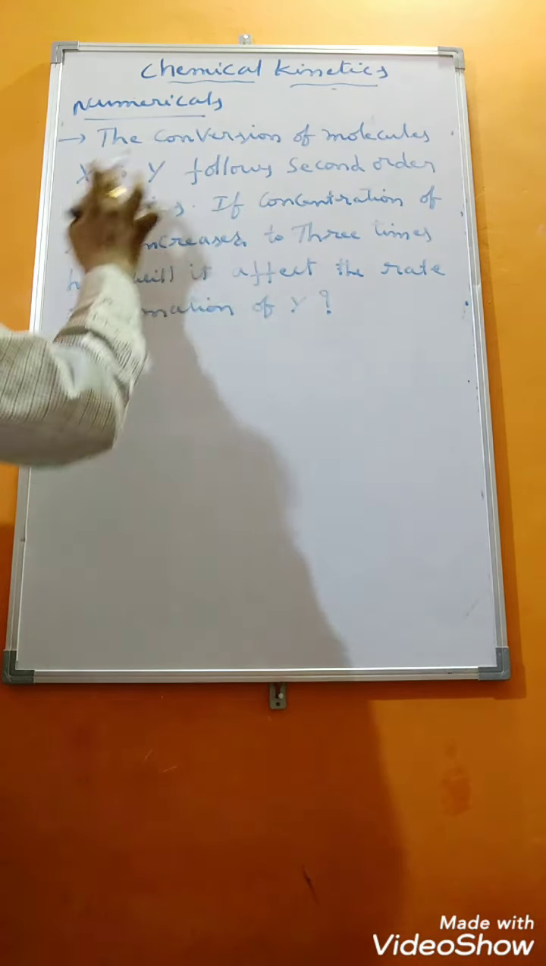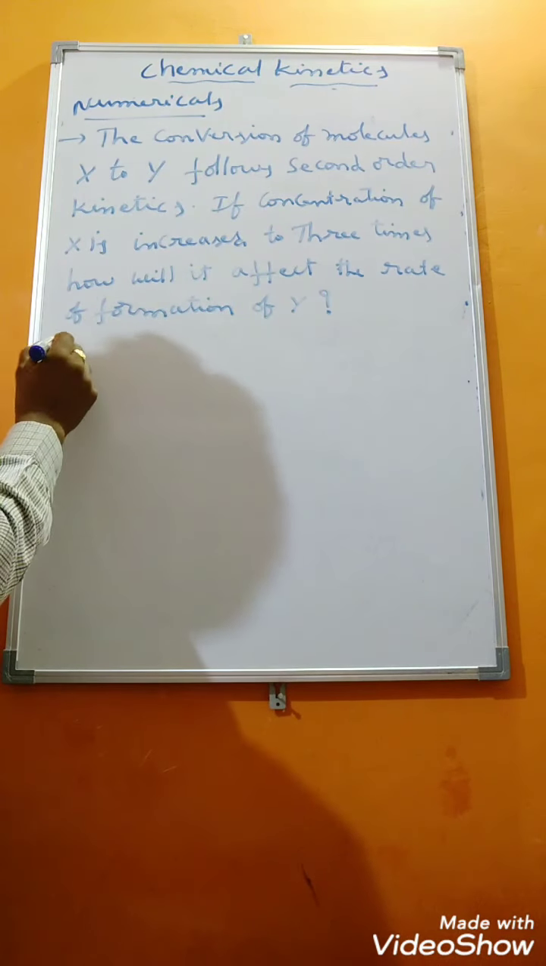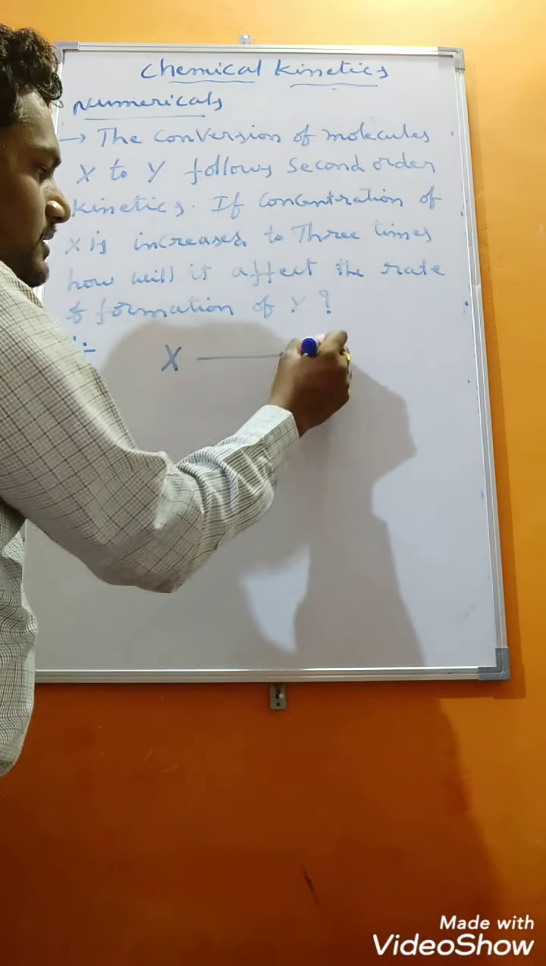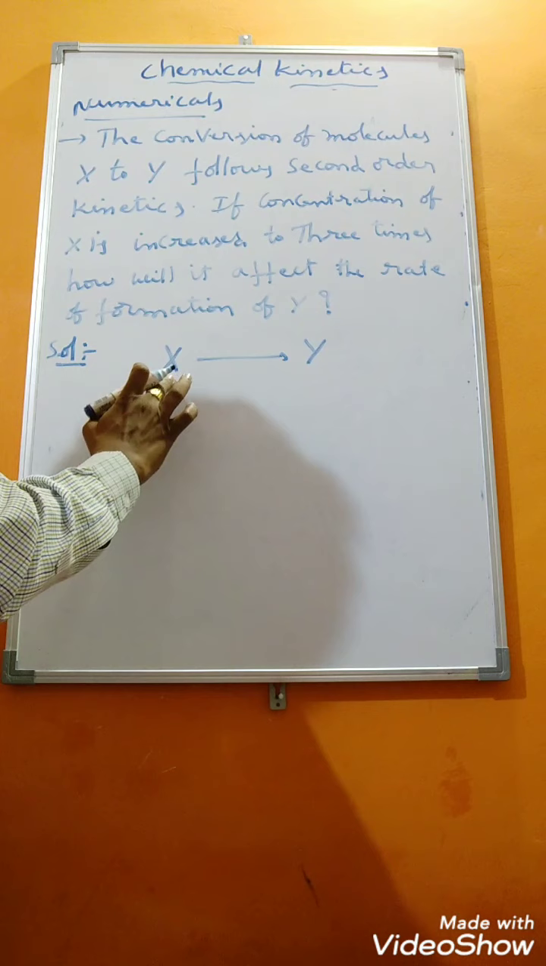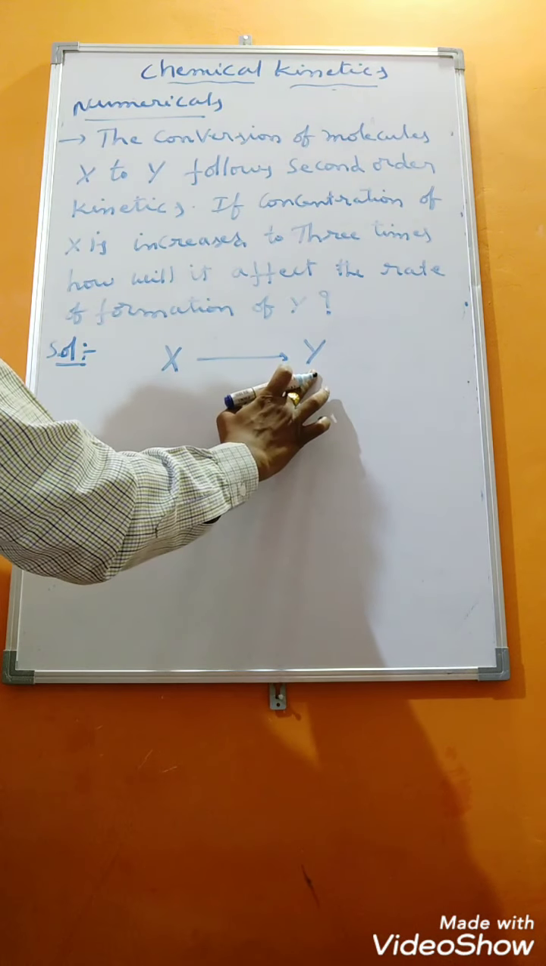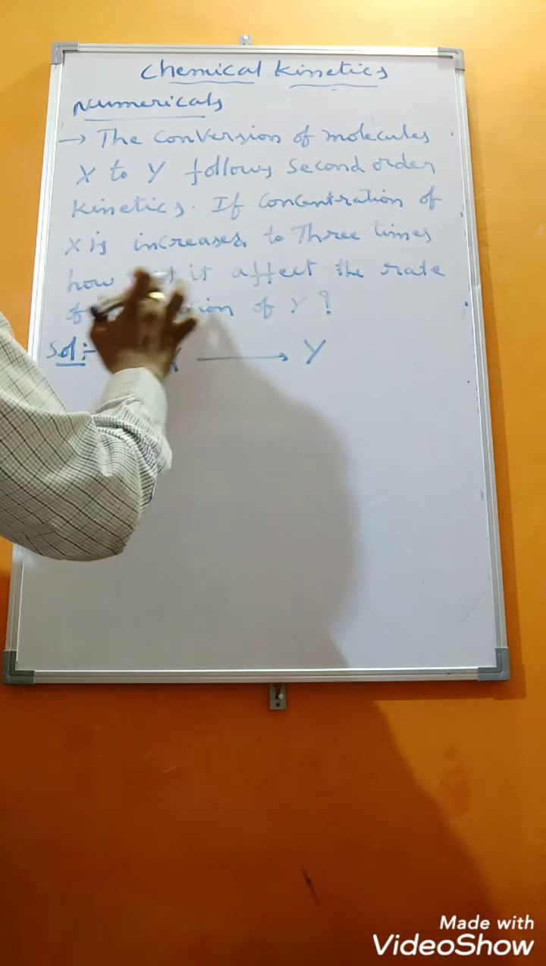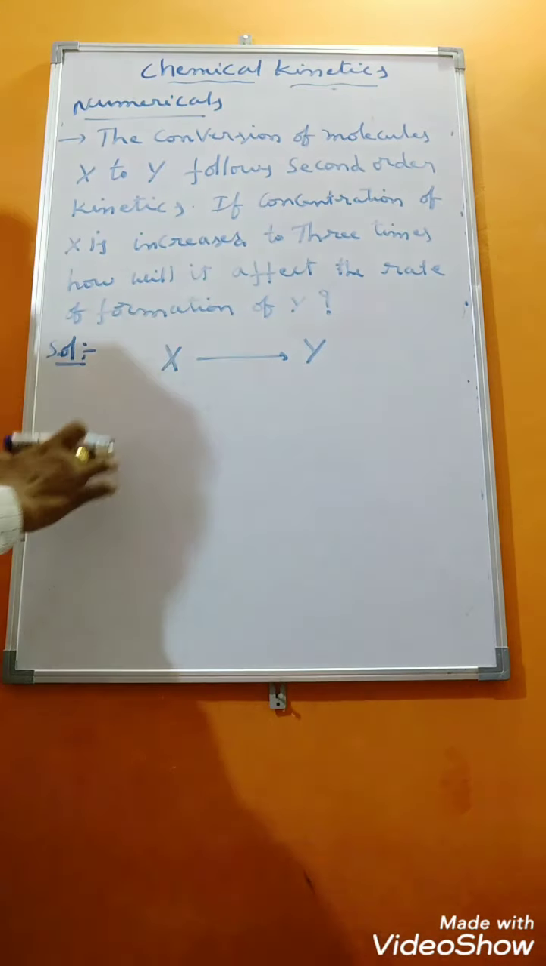What is the reaction, students? Conversion of molecules. See the solution. X gives rise to Y. This is the given equation. What is the reactant? X. What is the product? Y. So, if concentration of X is increased to 3 times, how will it affect the rate of formation of Y?